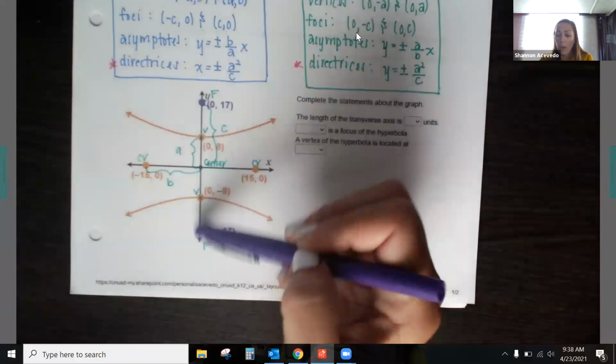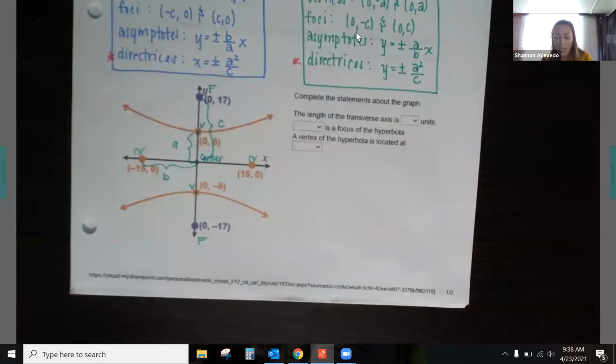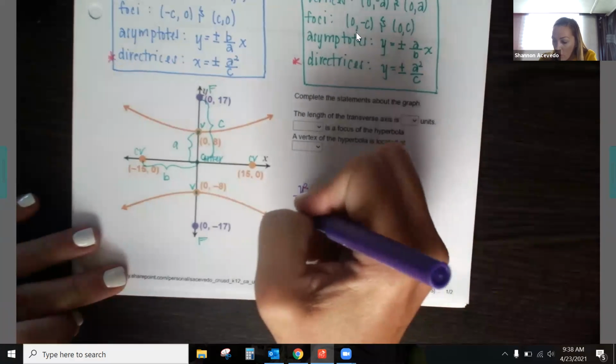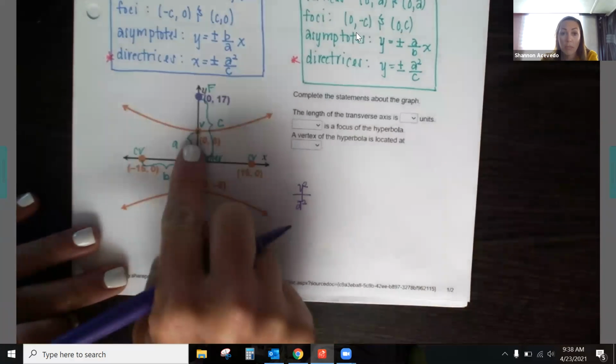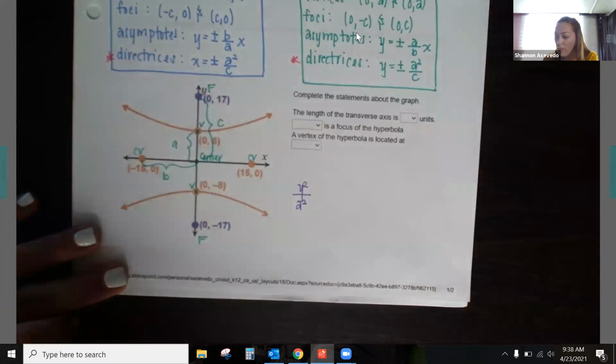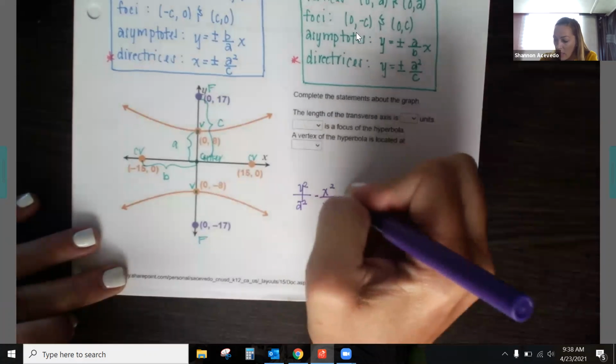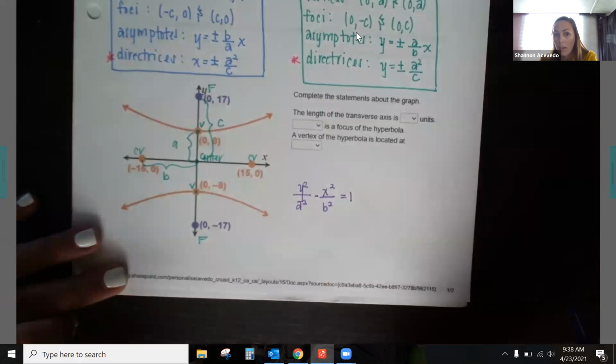It opens along my y-axis, so I know my y value is going to be first. So I know that this is a y squared over a squared. It doesn't matter which one's bigger. On ellipses, it was always the bigger one first. Minus an x squared over some b squared is equal to 1.